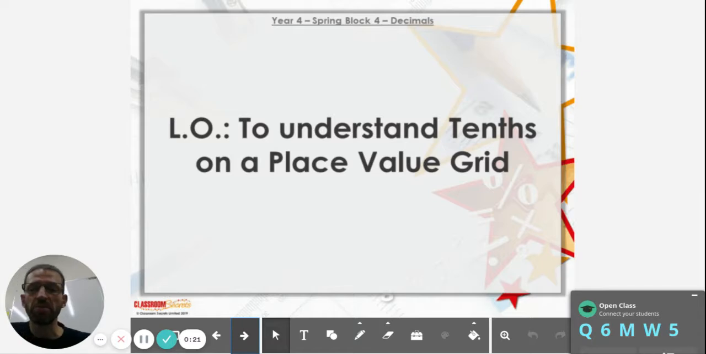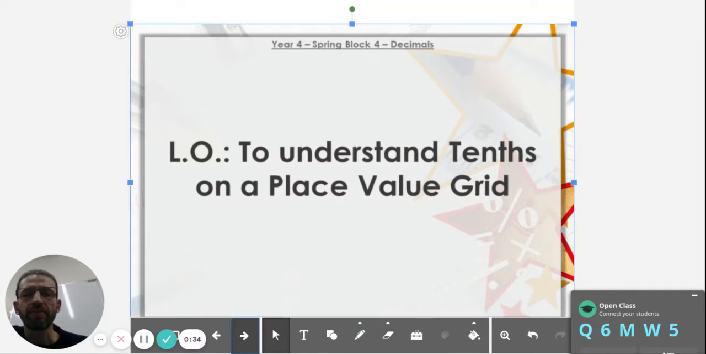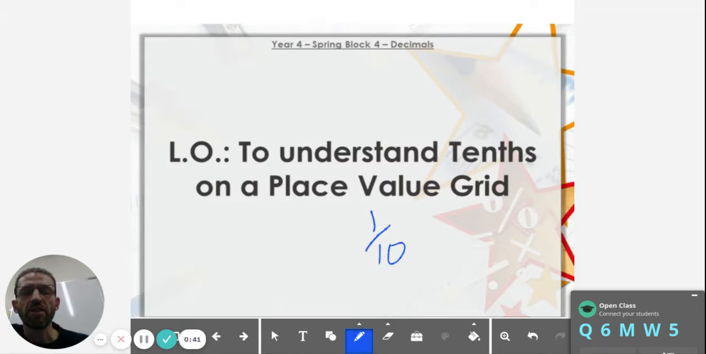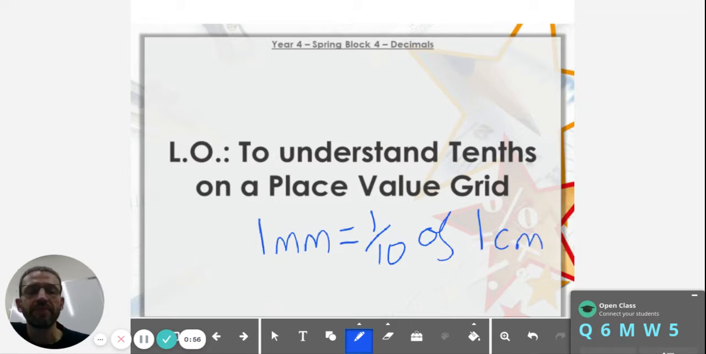I'm looking at tenths. This builds on yesterday's lesson, of course, where we were looking at centimetres and millimetres, and we worked out that 1 millimetre was a tenth. Let me get the pen back up. 1 millimetre was a tenth of a centimetre. 1 millimetre is a tenth, equals 1/10 of 1 centimetre.